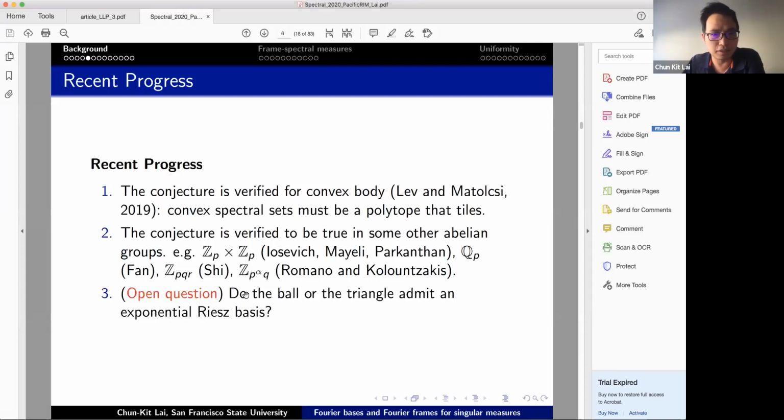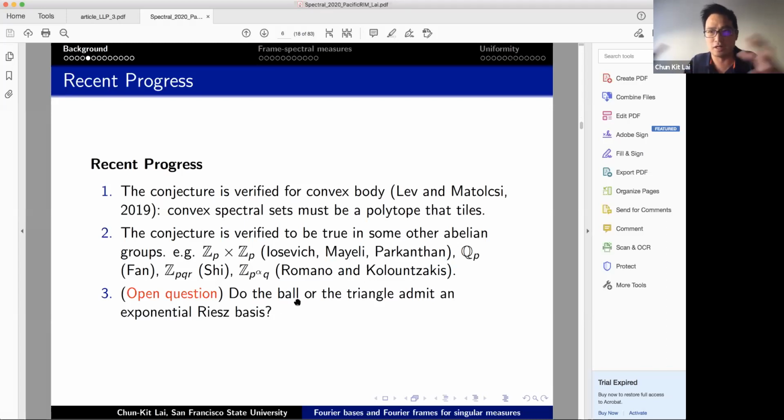To make it a more general thing: an orthonormal basis, everyone believes, is very, very rigid because of orthogonality. So people ask for Riesz bases, which is a little bit more general. You don't need orthogonality, but you still have a frame and unique expansion. So this becomes a rather hard question. In particular, for simple sets like the ball or the triangle, whether they admit Riesz bases, Fourier Riesz bases, is still an open question.